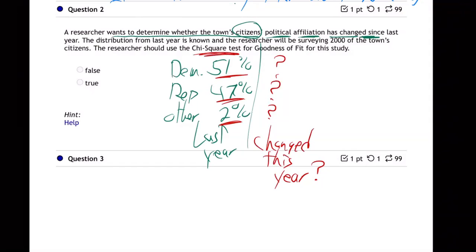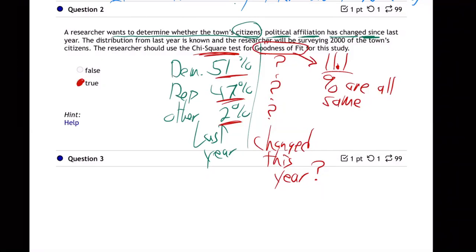A chi-square test, is that a goodness of fit test? Yes, that is. Because remember what goodness of fit is? That's what we did back in 11.1. A goodness of fit is if you can test if the percentages are all the same. If they're all the same.